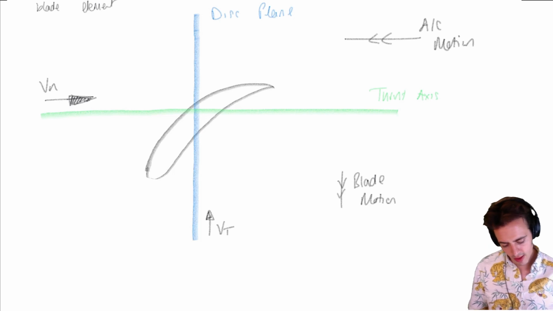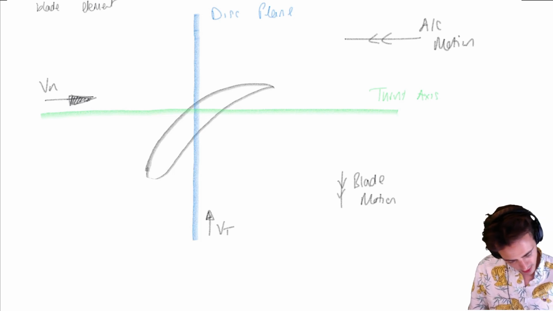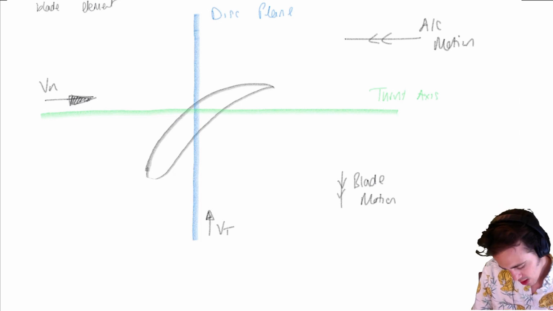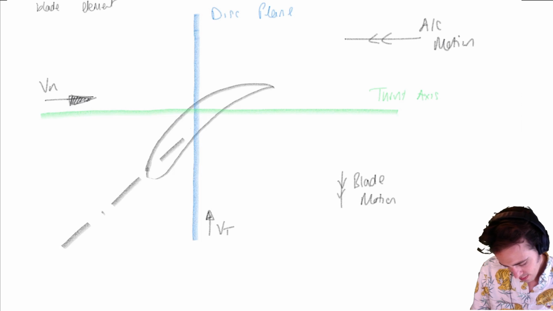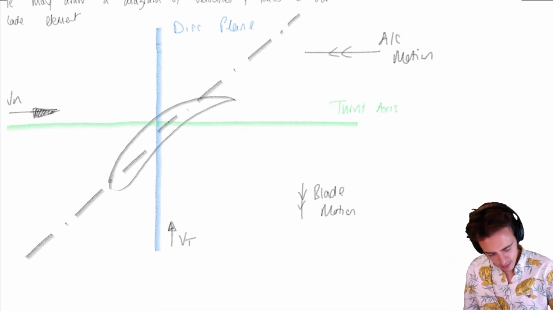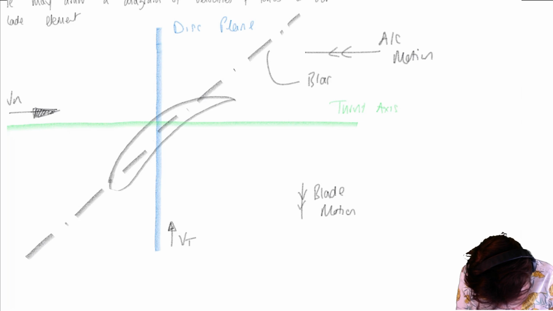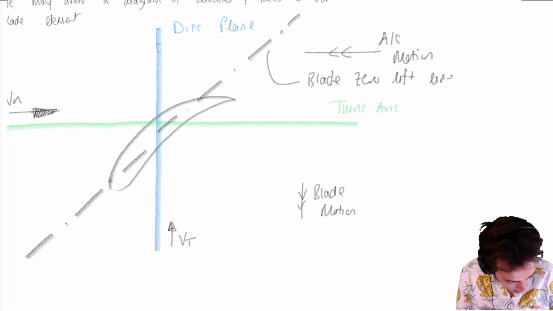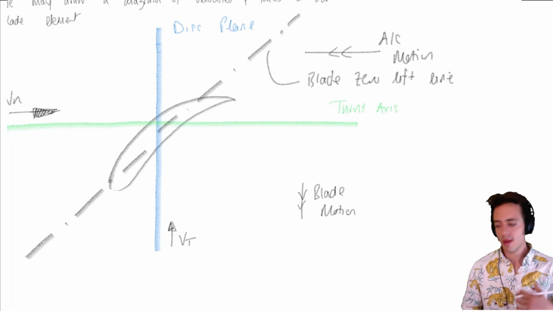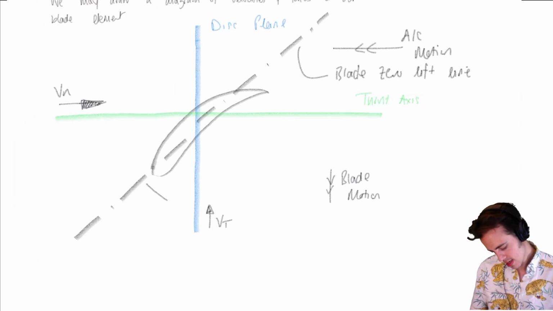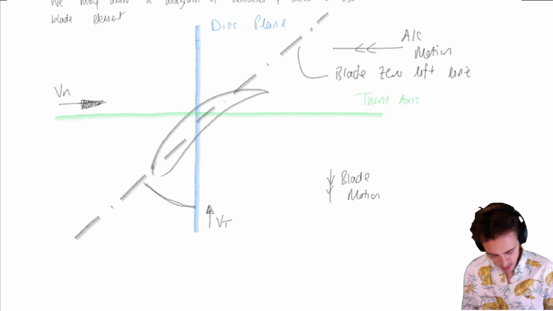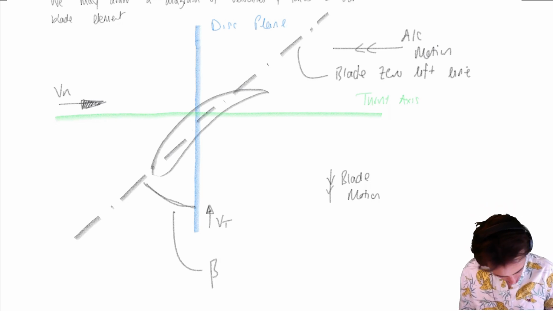So then these two velocities, in fact, let's draw one more angle first. I'm going to draw our blade zero lift line, and let's pretend that crossed perfectly through the center. This is our blade zero lift line, and this means that the blade makes some angle to the disc plane. Now this angle in here is our twist, which we give the symbol beta.